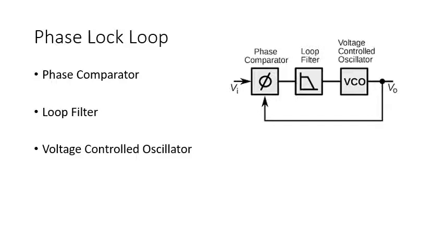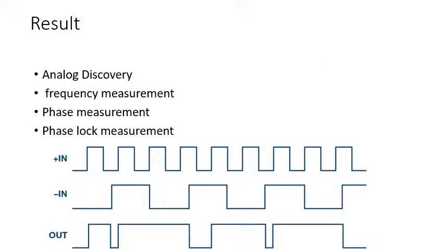And the voltage oscillator. And the voltage oscillator is an electronic oscillator whose oscillation frequency is controlled by the voltage input and applies to the voltage determined by the instantaneous oscillation frequency. So basically it increases or decreases the frequency and the phase, so as to match up with the system phase. So for the next part, it's the result. I basically use Analog Discovery to measure the frequency measurements, phase measurements, and the phase lock measurements. I was able to measure the frequency, the phase, and put two signals together and lock their phases and frequency at the same time.